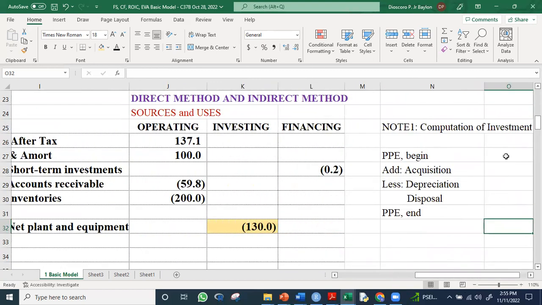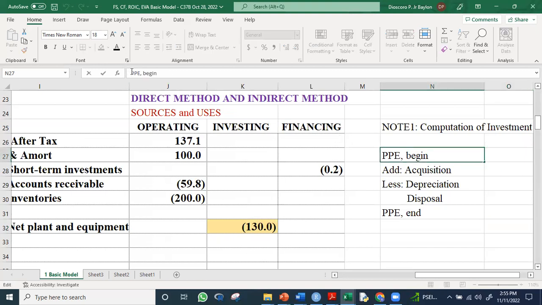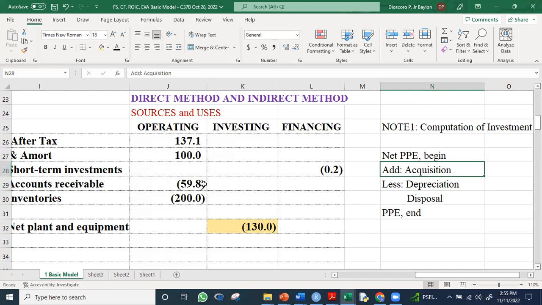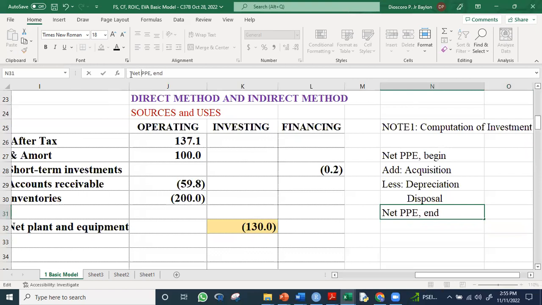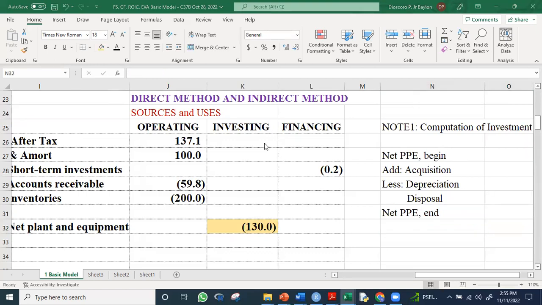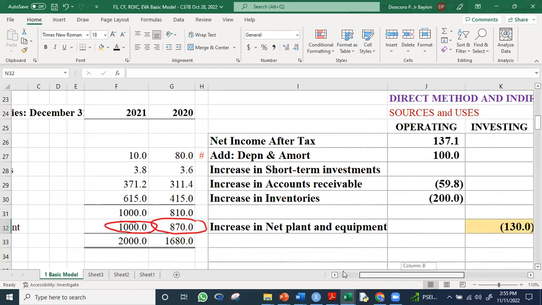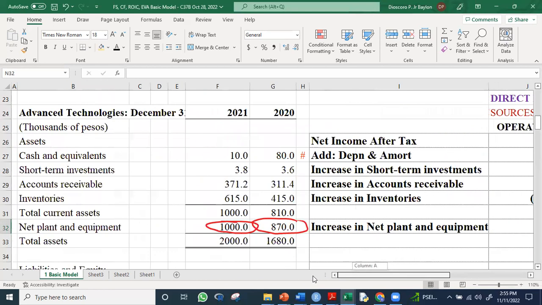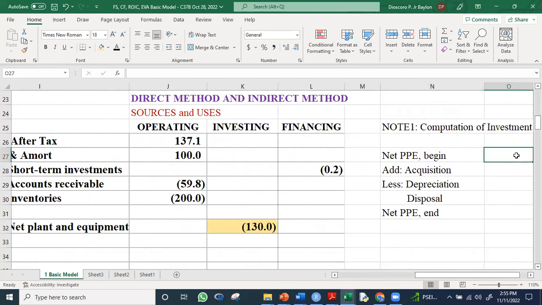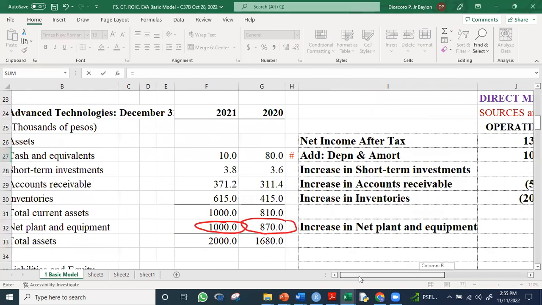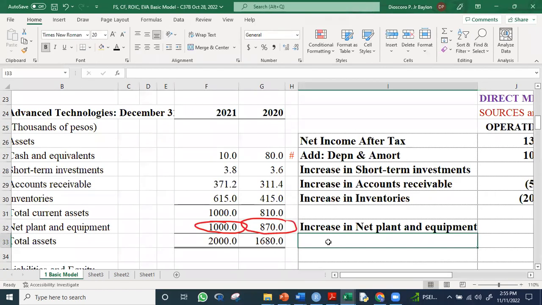How much is PPE beginning? Net. Okay, so sorry about this. This is net PPE. My mistake. Net PPE beginning and net PPE ending. All right. Thank you, Sherwin. Yeah, you're correct. 870. We're given that. From the balance sheet, this is net PPE and the beginning balance is 870. So let's just copy that.